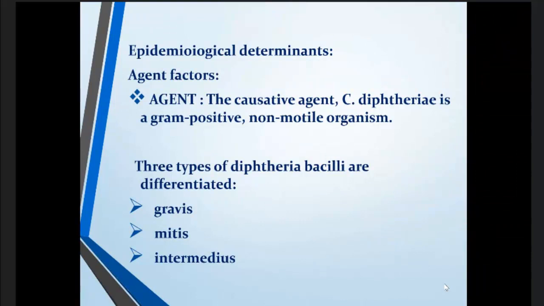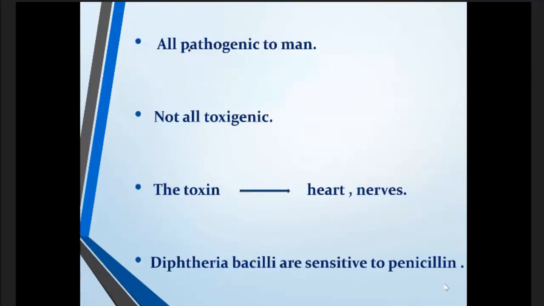Regarding epidemiological determinants, the causative agent of diphtheria is Corynebacterium diphtheria, which is a gram-positive non-motile organism. There are 3 different types of this organism: gravis, mitis, and intermedius. This classification is according to the severity of the infection. So the most severe type of diphtheria is caused by gravis, and the mild form by mitis. They are all pathogenic to man, but not all toxigenic, or not all produce exotoxins.